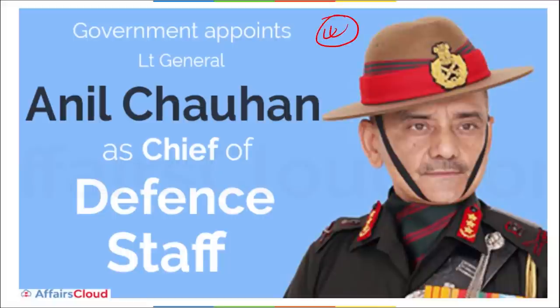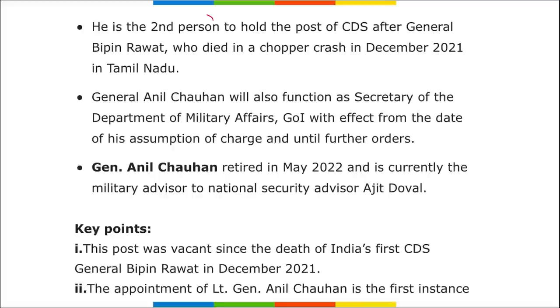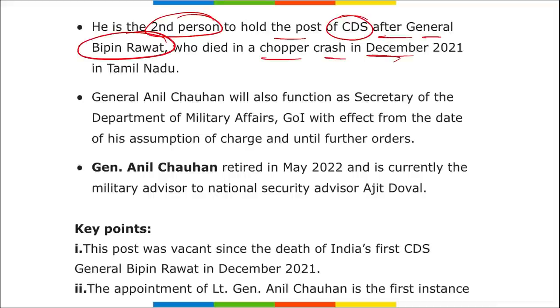Who has been appointed as the new Chief of Defence Staff? First question. Second, who has been appointed as the second Chief of Defence Staff? Both these questions can be asked. So, Lieutenant General Anil Chauhan has been appointed as the second person to hold the post of CDS after General Bipin Rawat, who died in a chopper crash in December 2021, that was in Tamil Nadu.